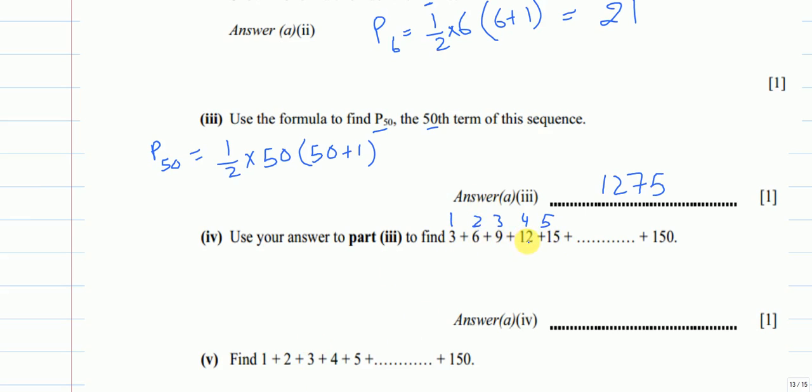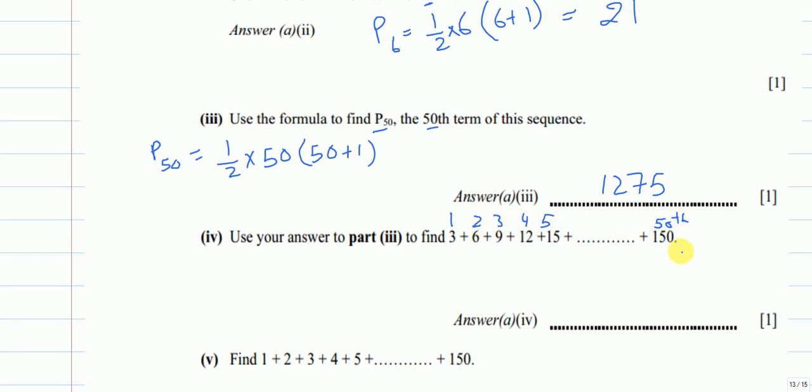Since they are multiples of 3, to find the number of the term, we have to divide the number by 3 to get which term they are looking for. So 9 divided by 3 is 3, 12 divided by 3 is 4. So which term is this one? 150 divided by 3 is 50. So this is the 50th term.